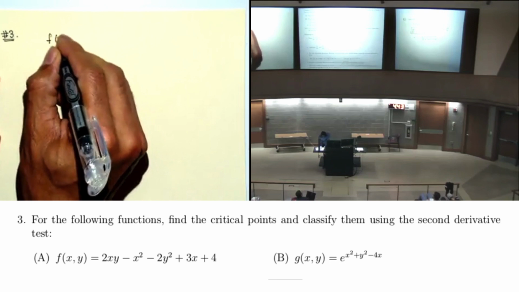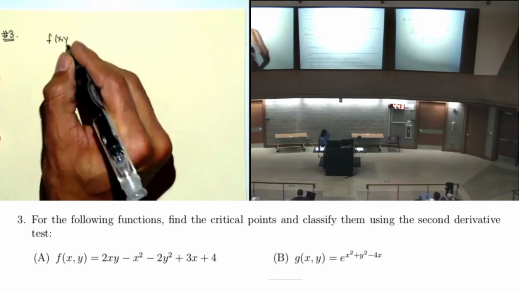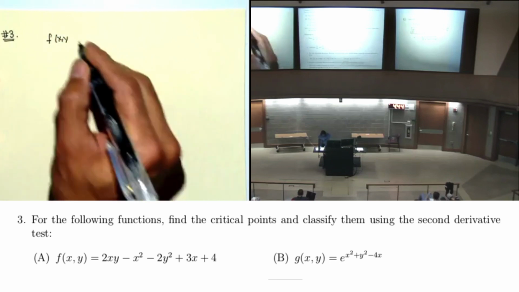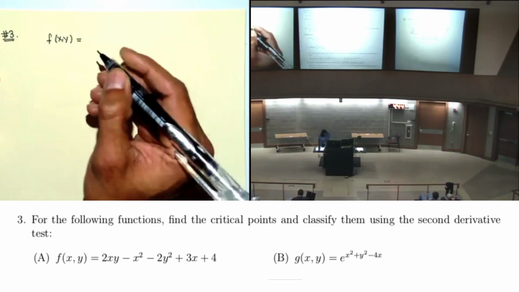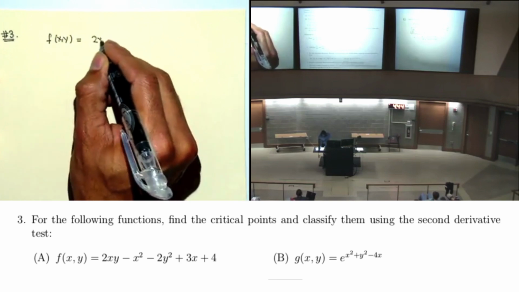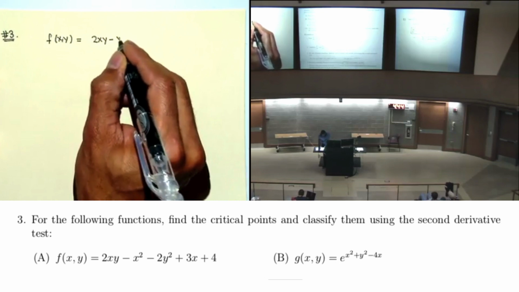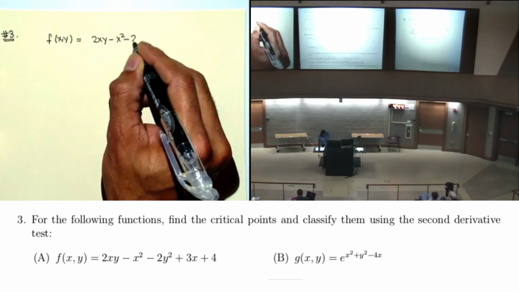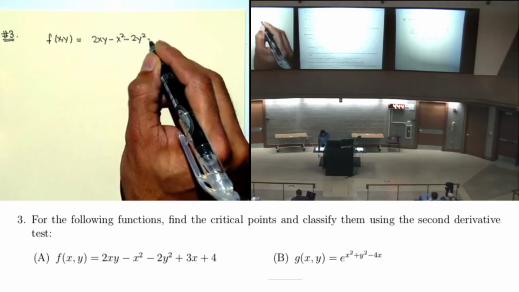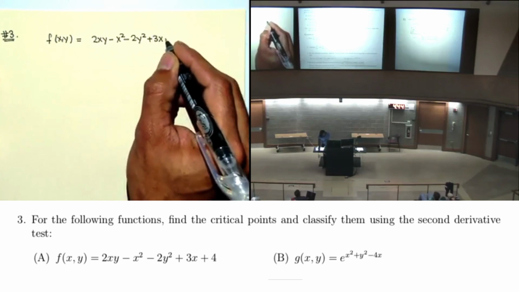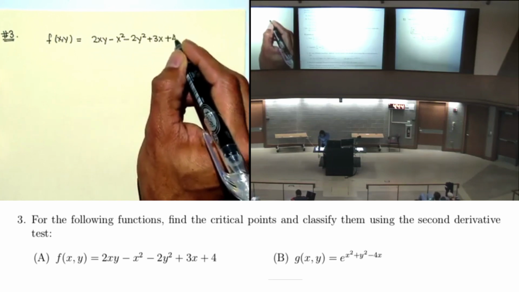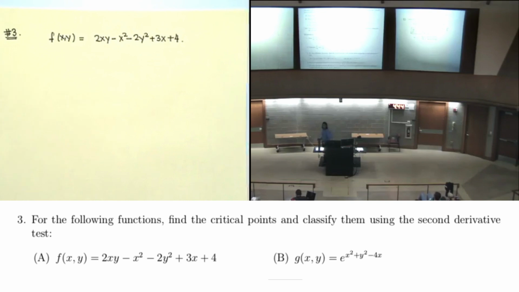My function is f(x, y), okay, there is f of x, y only, no z. So 2xy minus x squared minus 2y squared plus 3x plus 4. So this is my function. The very first thing I need to do is find the critical values, because critical values are where a local max or local min can exist.